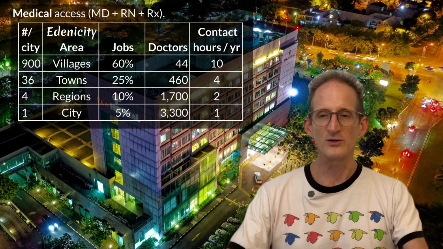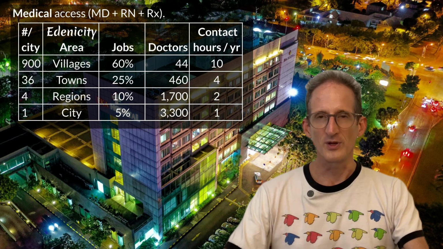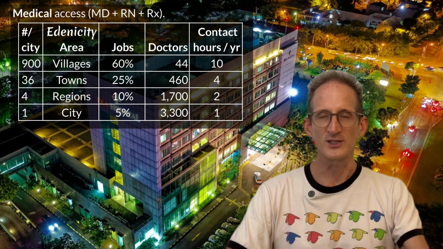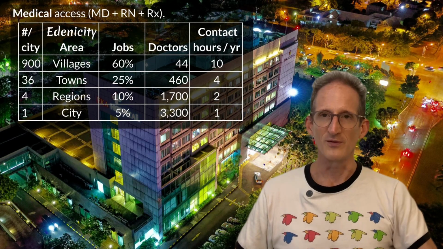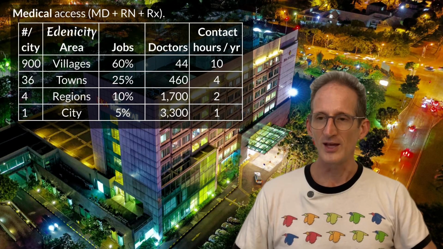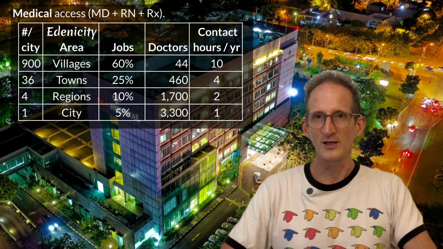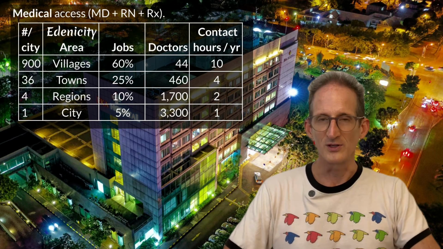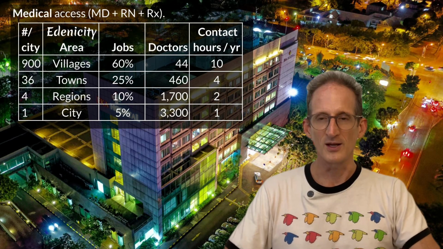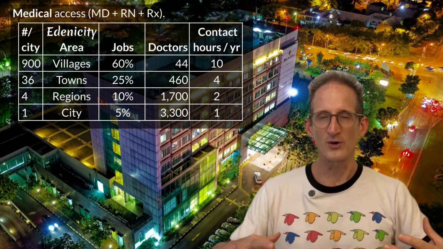In the Edenicity land use concept, you've got a city of 5.4 million people with 900 villages of 6,000 people. And that's where, fairly arbitrarily, I'd put about 60% of the medical jobs. Now, if we did that, you'd end up with about 44 doctors per village, and that works out to about 10 contact hours per resident per year. Again, not evenly distributed, most of it at the beginning and end of life. So those are your local clinics.